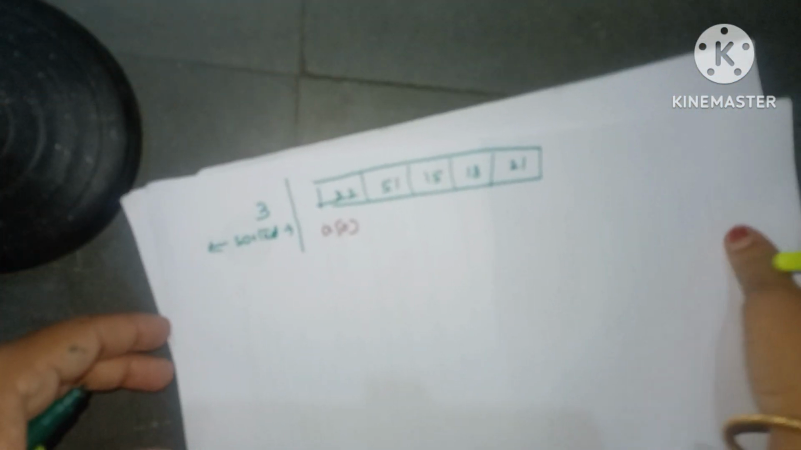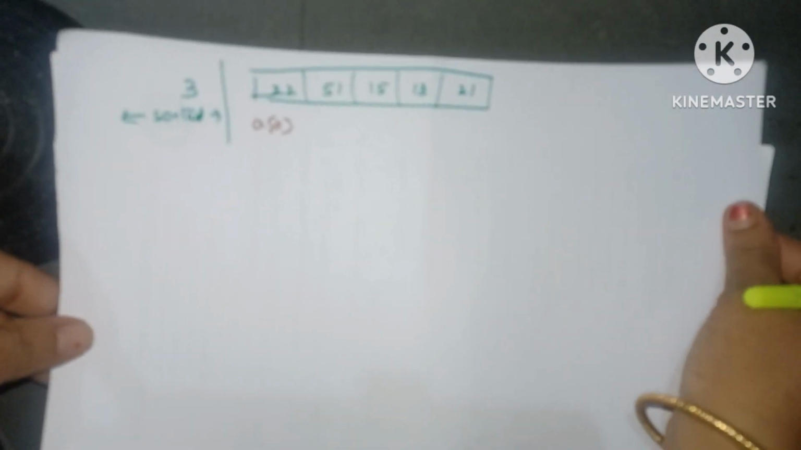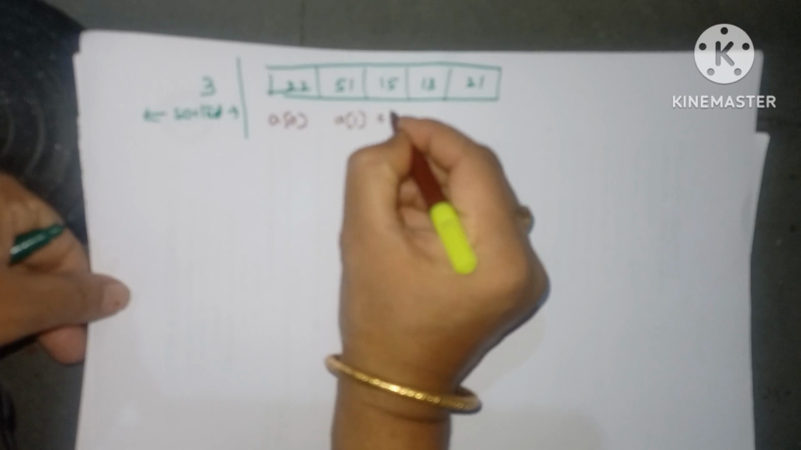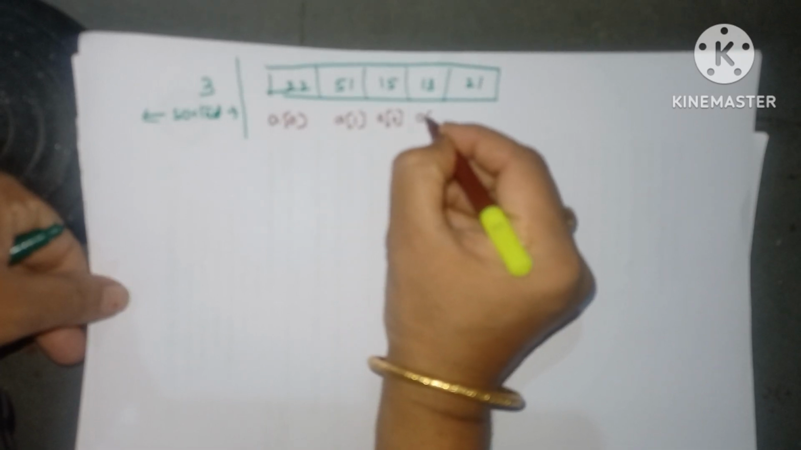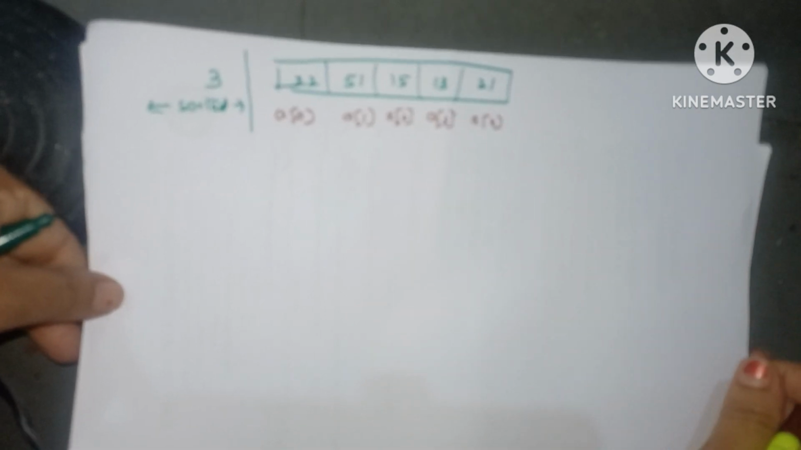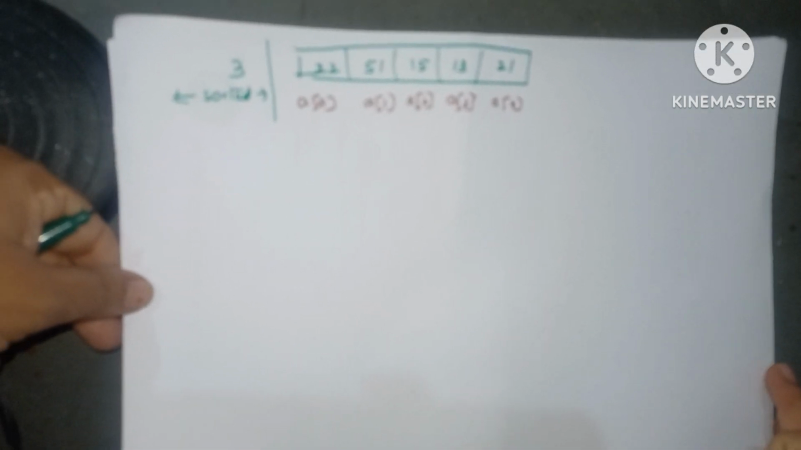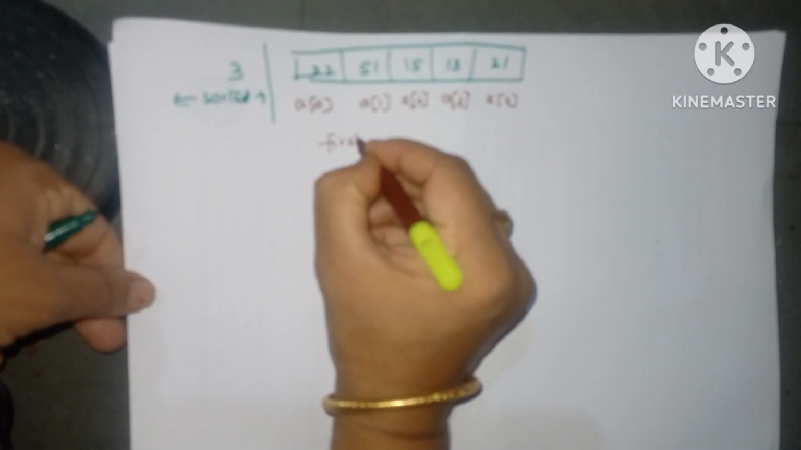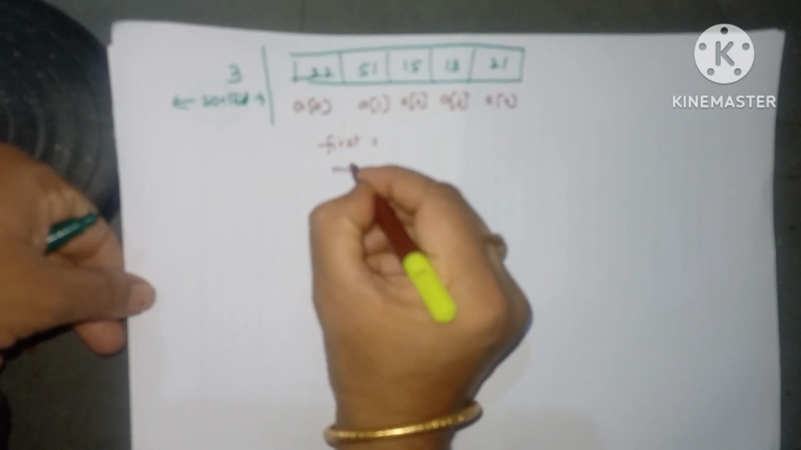This is A of 0. This is A of 1. This is A of 2. A of 3, A of 4. Again the same procedure. We repeat the same procedure. How we are repeating the same procedure means again find out the first element and again the minimum element, same rule.